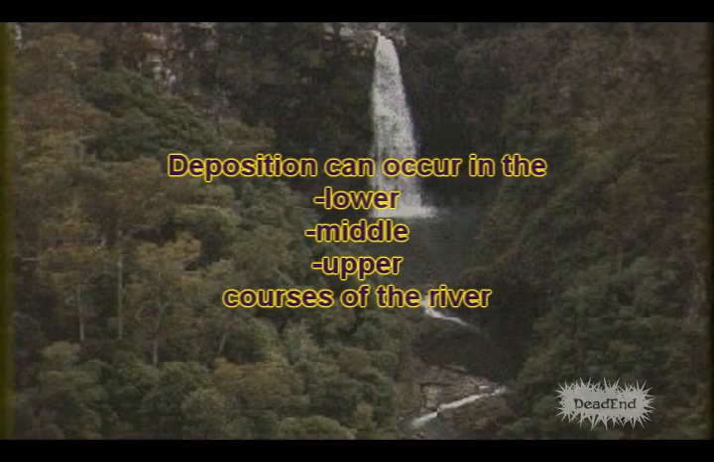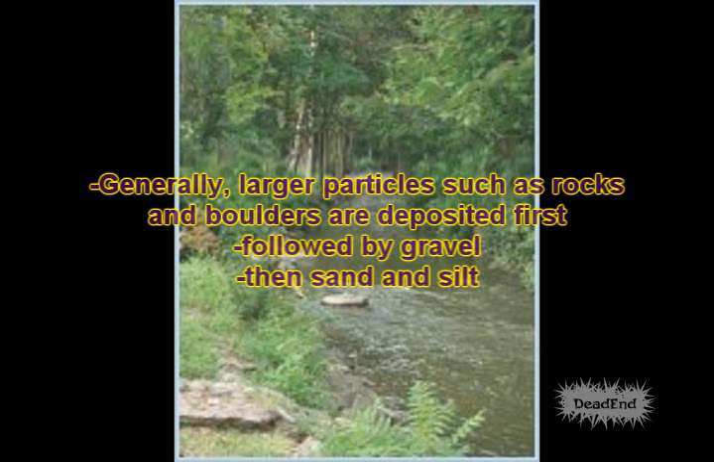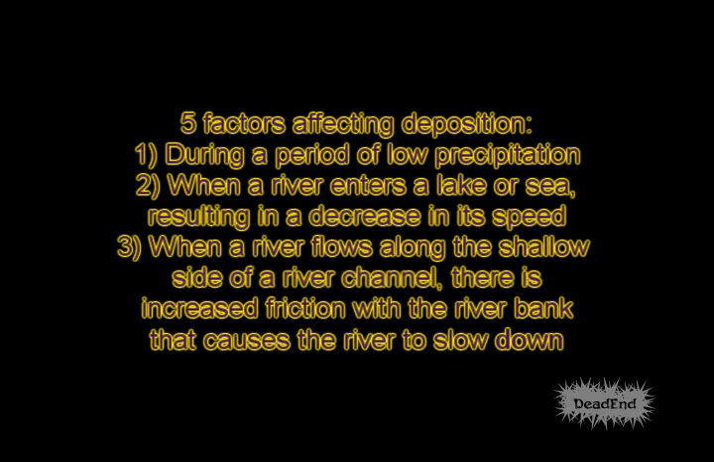Deposition can occur along the lower, middle, and upper courses of the river. Generally, larger particles, such as rocks and boulders, are deposited first, followed by gravel, then sand and silt. There are 5 factors that may cause deposition to occur.